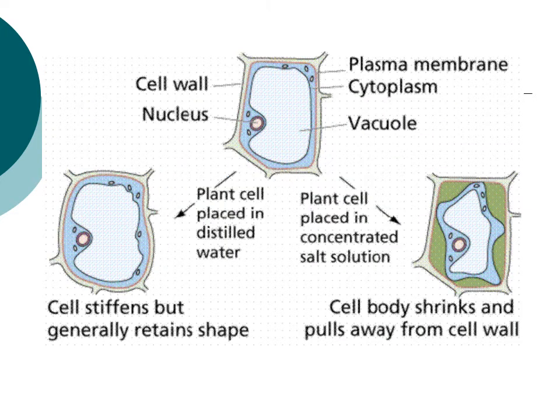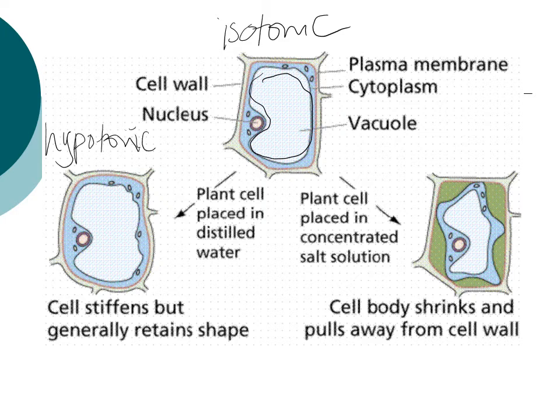So this is what we have going on here. So this is your isotonic cell up here, and you can see that it's got all this great pressure. This right here is the large vacuole. Then you can see here in a hypotonic solution that yes, it fills with a bunch of water and that vacuole is very full and it's causing a lot of pressure on the cell, but the cell stiffens and generally retains its shape.